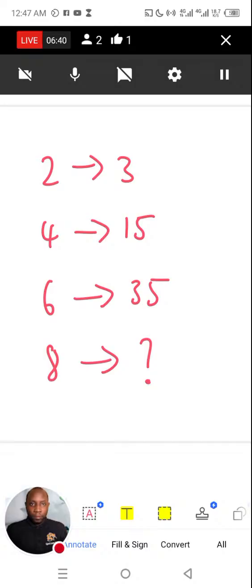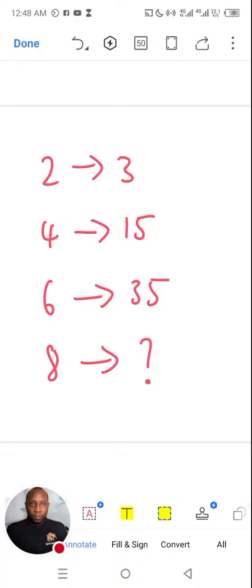You're on the live stream. Make sure you drop your answer in the chat. If 2 produces 3 and 4 produces 15, 6 produces 35, what will 8 produce? Can you look at the pattern and tell me what the answer is going to be?